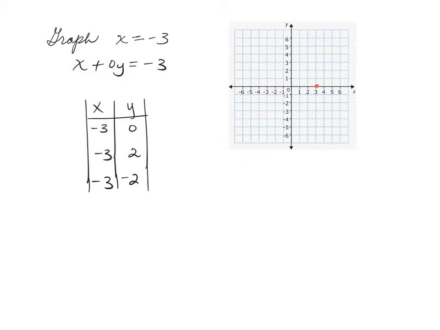And if we plot those, we have negative 3 and 0. Oh, no, that's not right. All right, negative 3 and 0, negative 3 and 2, negative 3 and negative 2. So it is a vertical line. I'm just going to wing this line. I'm not going to pull out my tool here, but I'm going to wing it. It's a vertical line going through the point where x equals negative 3.